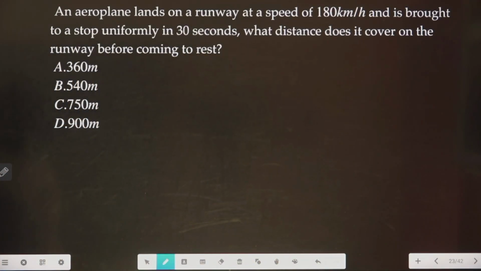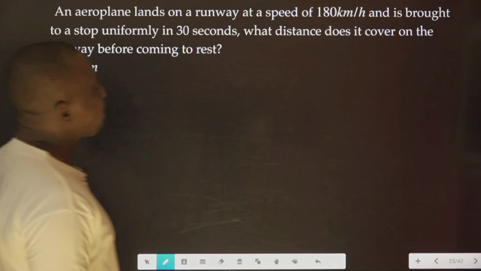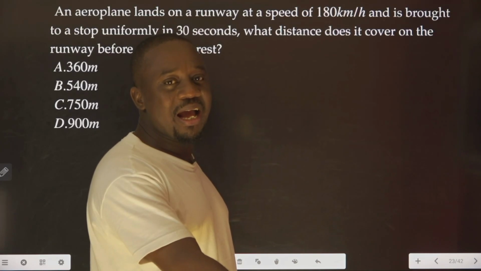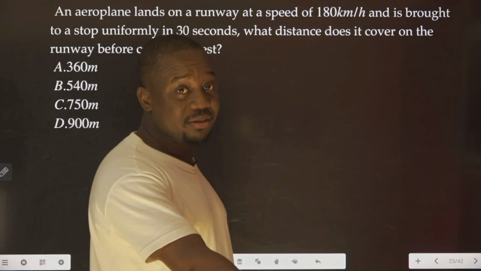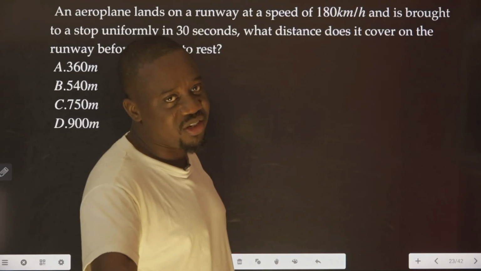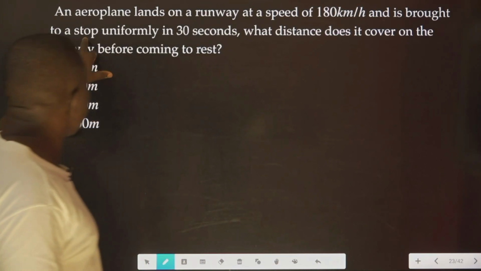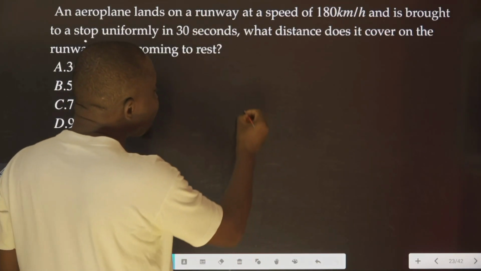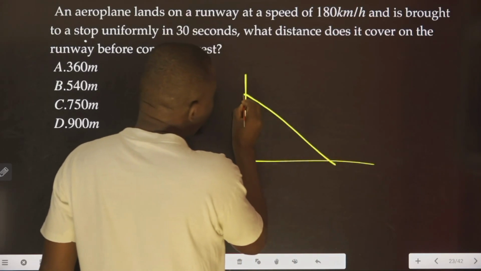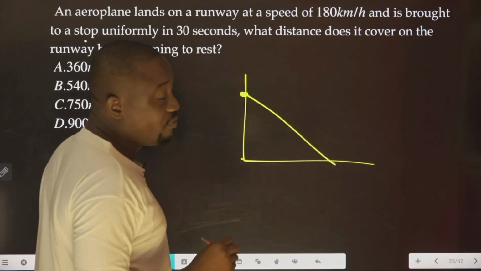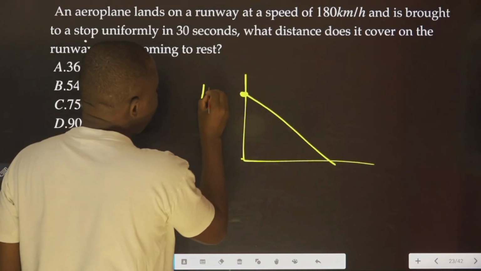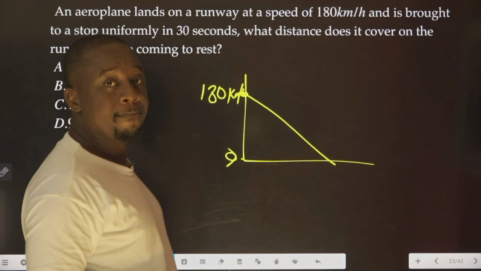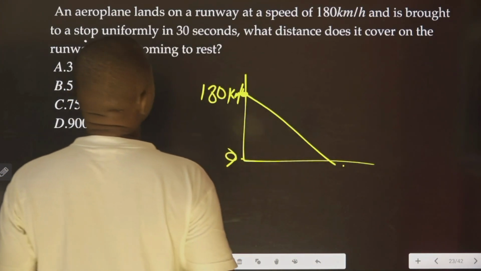It says what? An aeroplane lands on the runway at this speed. Remember, when it lands, the pilot applies brakes. The speed will be reduced until it comes to a stop. That means the final velocity will be 0. It will decelerate from high velocity to 0 velocity. The speed in this case is in km per hour, and this is 0. How many seconds? Here to here, it was 30 seconds.